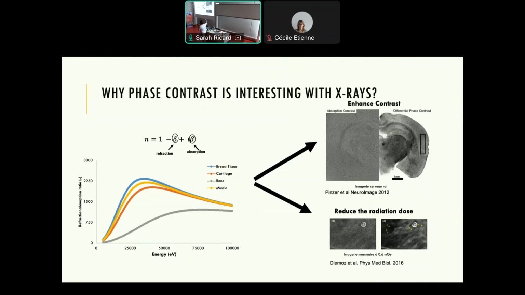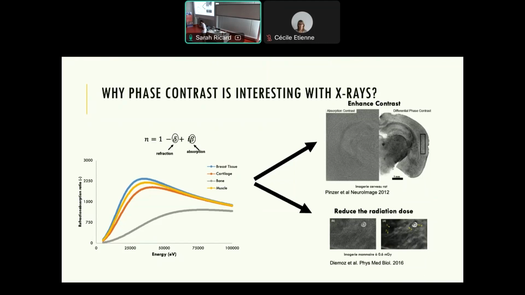What is interesting, I don't have slides to prove that, is that the absorption index varies with the wavelength as 1 over lambda to the power of 3, while with the refraction, it's 1 over lambda, which is interesting.